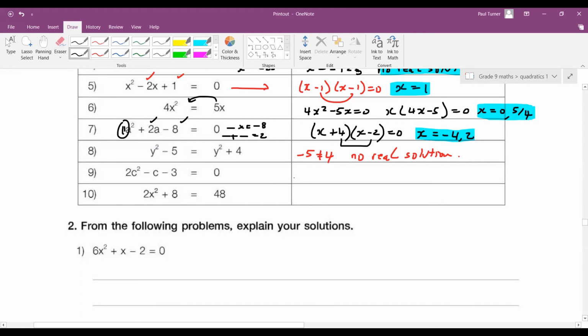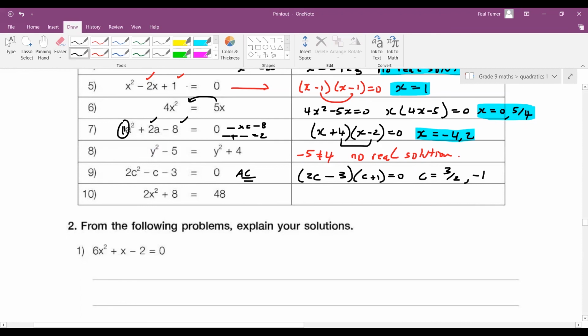All right, so in question 9, we'll end up with, when we factorize, 2c minus 3, c plus 1 equals 0. So this can be the AC method here. Use the AC method. You'll get these two factors here. You try that. So then c will be 3 on 2 and minus 1 for this problem.